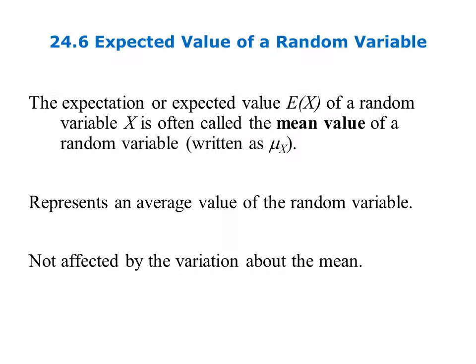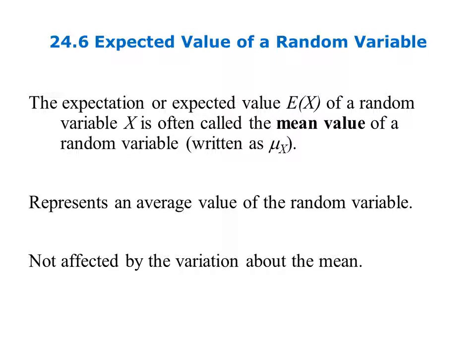In 24.6, we're going to start out by looking at the expected value of a random variable. Then we'll look at variance and standard deviation of a random variable. Earlier in this chapter, in the last module, we were looking at sample mean, sample variance, and sample standard deviation. Now we're going to be talking about a population that's described by a PMF or a PDF, and looking at its mean, variance, or standard deviation.